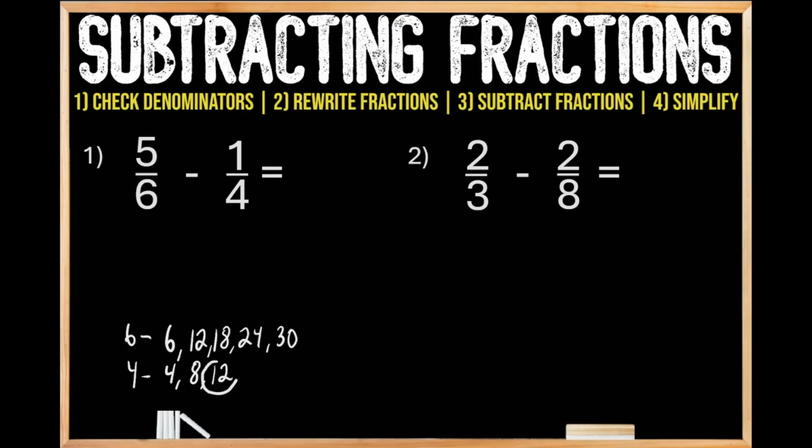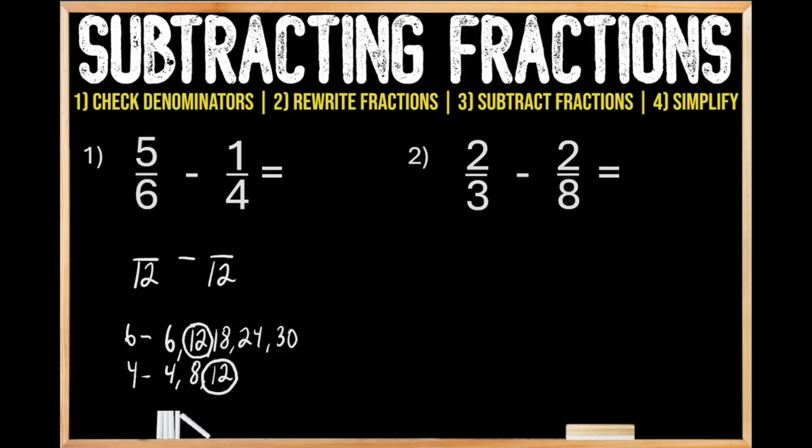12 is a multiple of both 4 and 6, so that means that for step number 2, we're going to rewrite these fractions with the common denominator of 12. And now it's very important that when we're rewriting these fractions that we keep these fractions equivalent, meaning that we have to do the same thing to our numerator up top that we had to do to the denominator in order to get the denominator of 12.